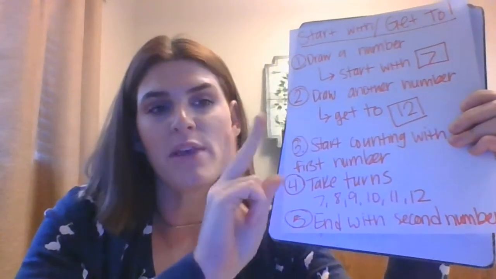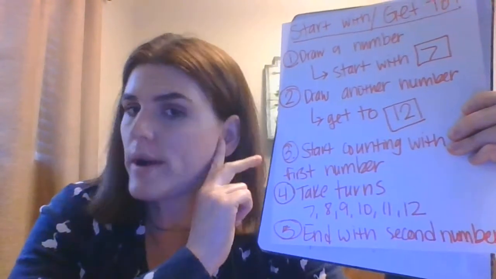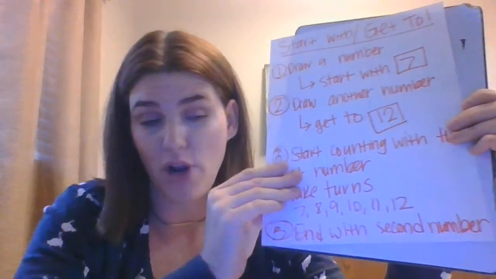So on your scratch paper today, I'm going to give you a number you're going to start with, and I'm going to give you a number that you're going to end with. We're going to play this game together for a couple of rounds, and then you're going to play the game by yourself. Okay, so here we go. Remember, rule number 1 is draw a number. Start with that number. Closing my eyes, I'm drawing a number. Remember, we can count backwards or we can count forward from any number.